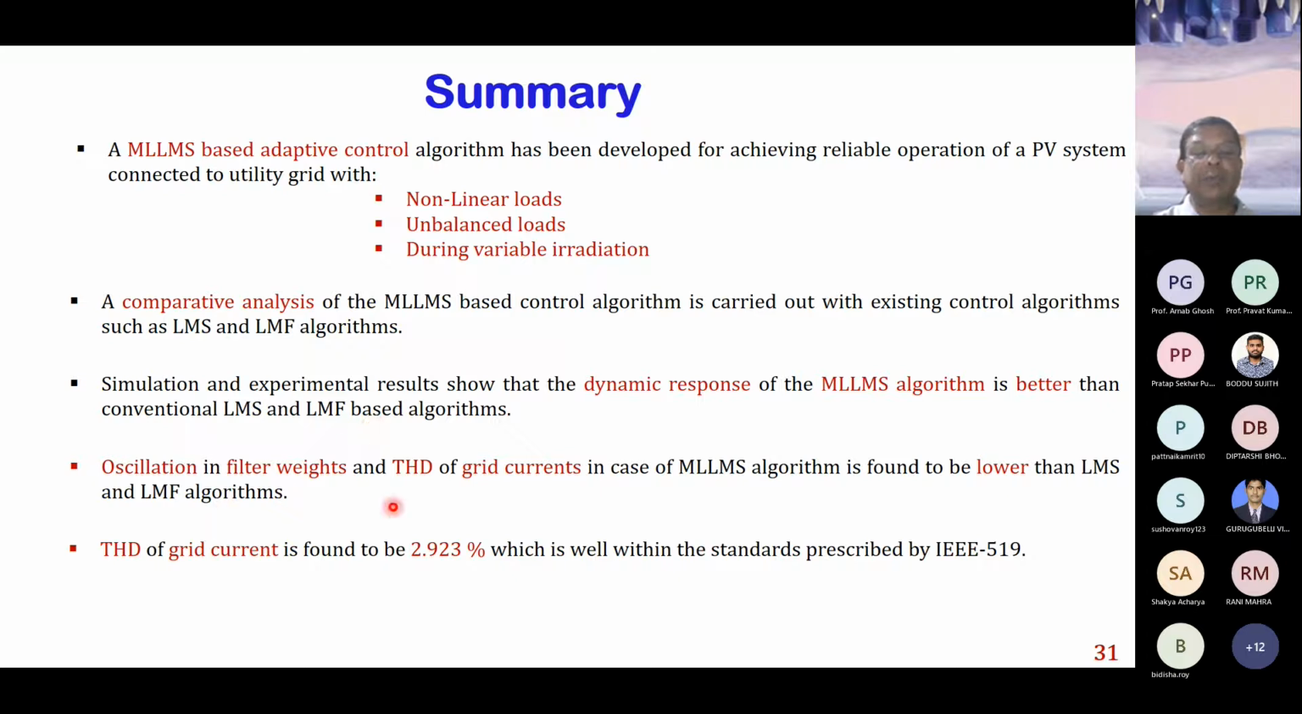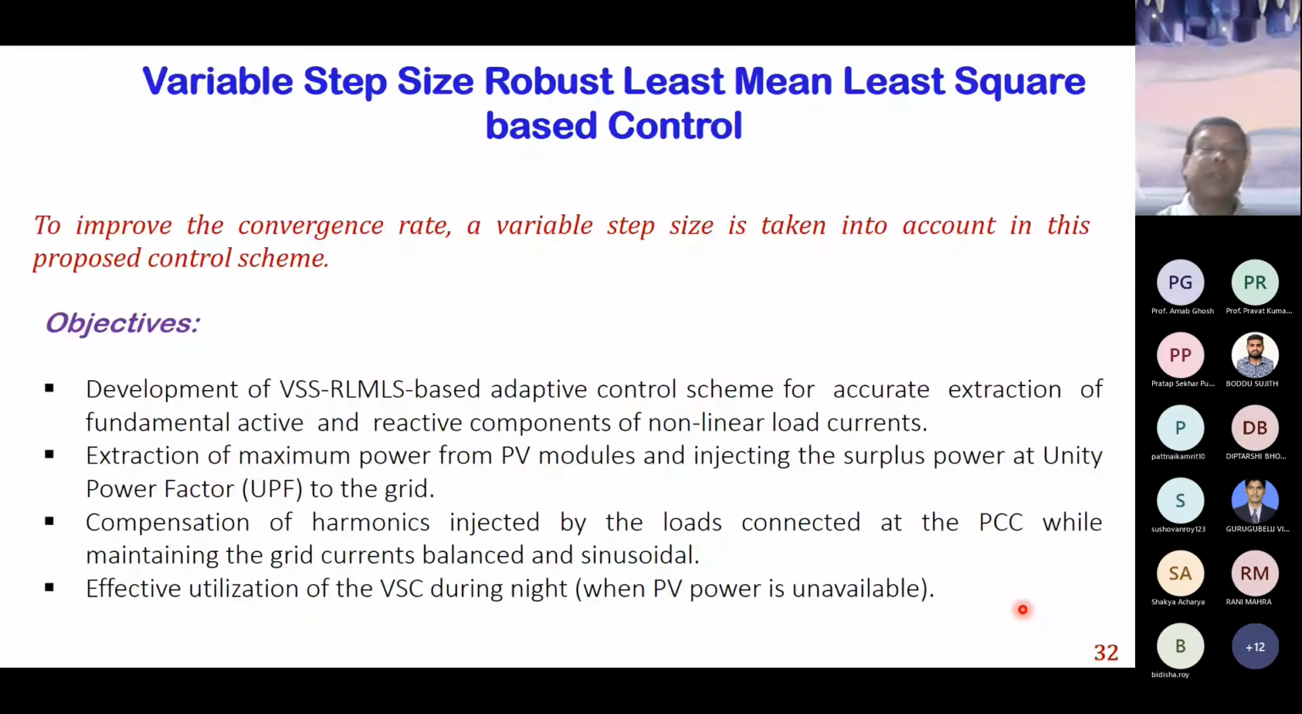And the oscillation in filter weights and the THD of the grid current in case of the proposed modified Leaky LMS algorithm based adaptive control is lower than the least mean square and least mean fourth algorithm based controllers. And the THD of the grid current is found to be 2.923%, which is well within the standards as prescribed by the IEEE 519 grid code.